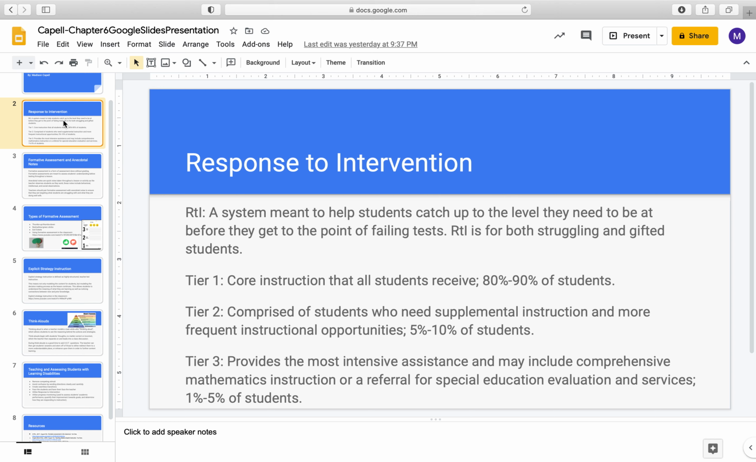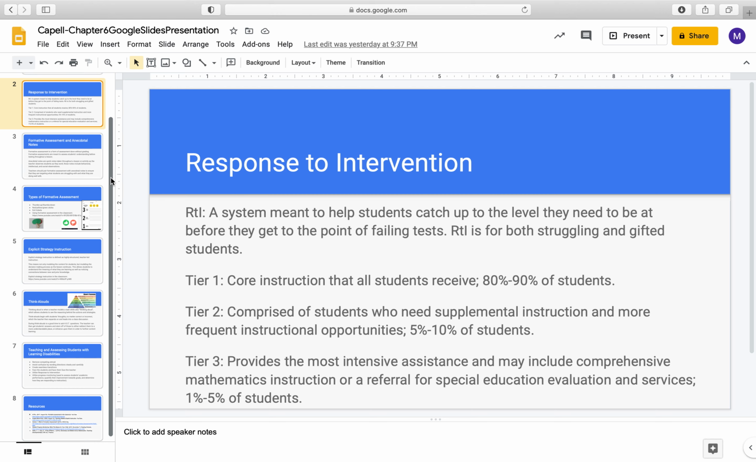And then tier three is the absolute smallest, 1 to 5%. And this is the most intensive of them. This is for students who really, really need help, and they may even be referred for special education evaluation and services if they get to this tier.